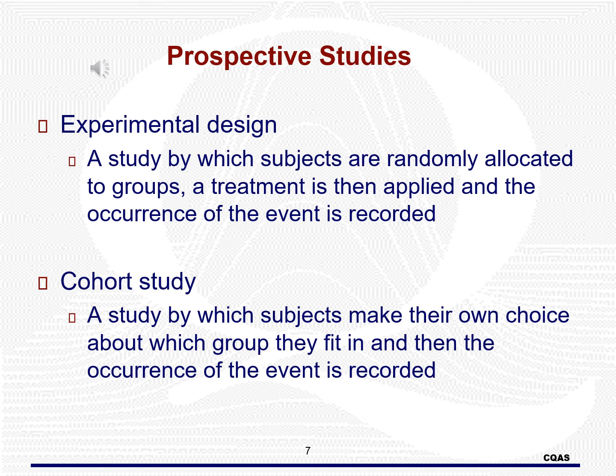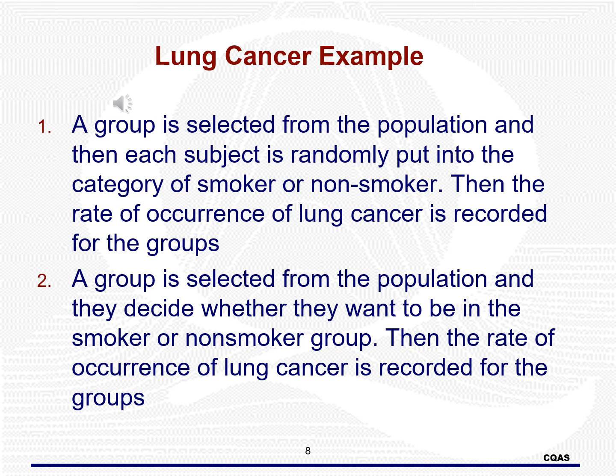Let's look at how we could alter the lung cancer example so that it becomes a prospective study. The first situation would be considered an experimental design. This is because a subject is randomly assigned to be a smoker or not, then the occurrence of lung cancer is recorded. This, of course, would never be done because of moral issues. The second study would be considered a cohort study, since the subject decides which group they would like to be in. Then the occurrence of lung cancer is recorded. This type of study, again, would not be run.